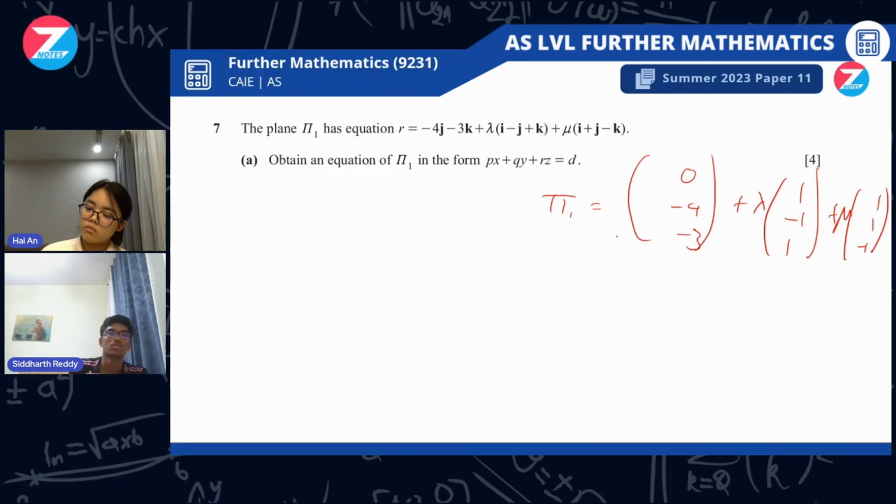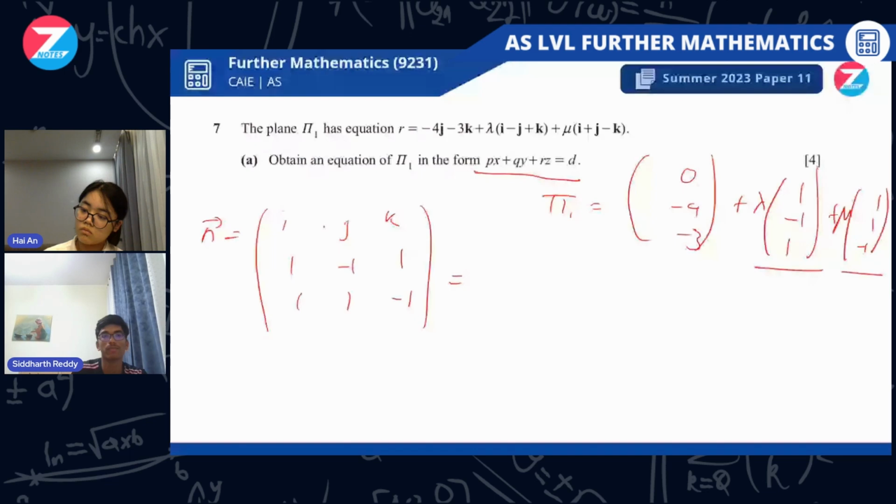Okay. So in order to obtain the Cartesian equation of the plane, what we need is two direction vectors on the plane, so we can find the normal vector, and one point on the plane. Two direction vectors we already have, that's this and this. So let's find the normal vector. The normal vector is equal to i, j, k of 1, minus 1, 1, 1, 1, minus 1.